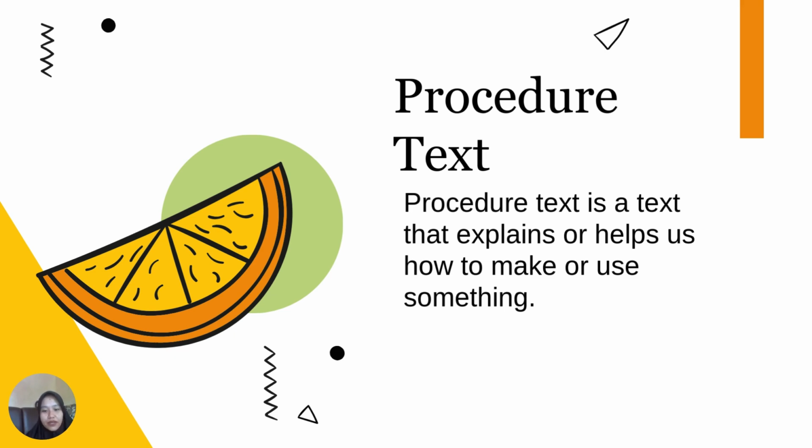First of all, what is a procedure text? A procedure text is a kind of text that explains or helps us how to make or do something step by step. We can find this kind of text in recipe books, tutorials, instruction manuals, or even YouTube videos. For example, how to make a cup of coffee, how to install a mobile application, or how to make slime.